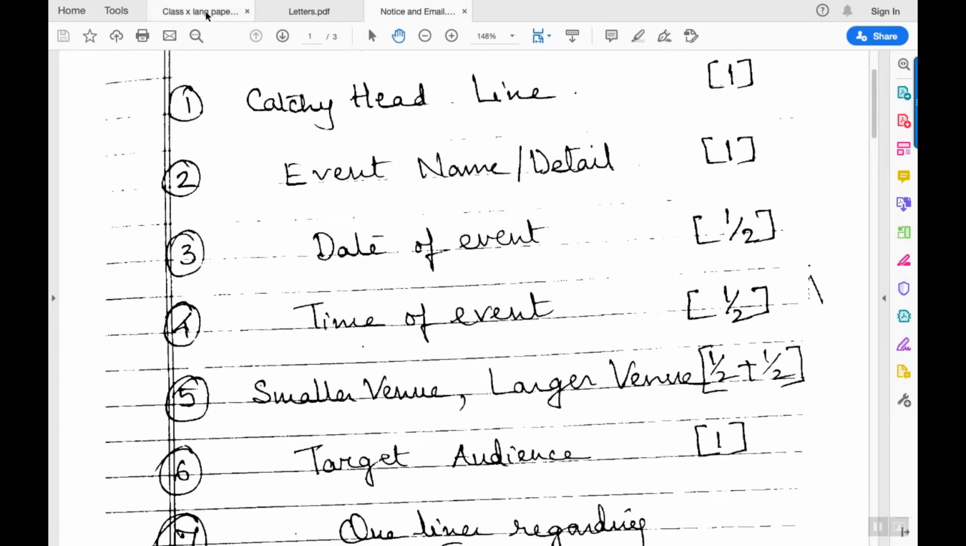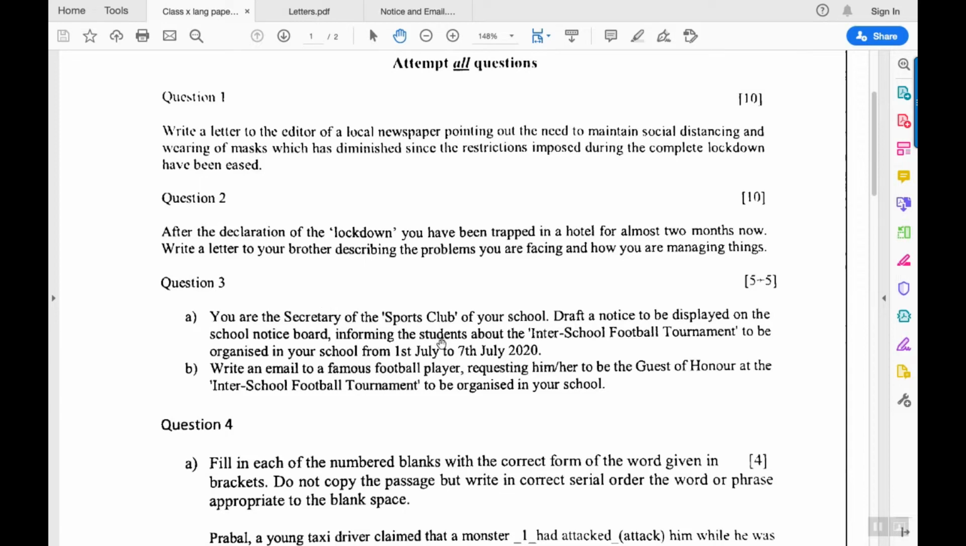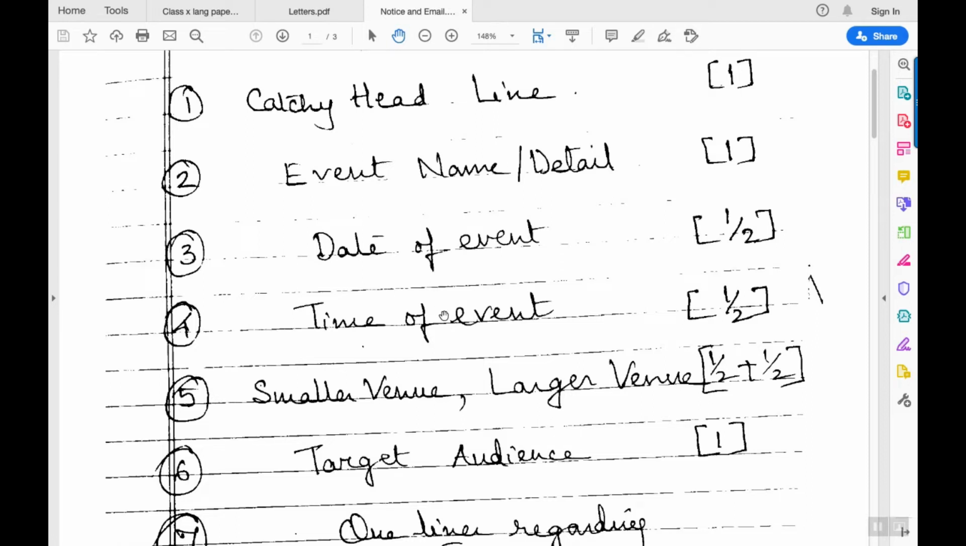Time of event. In the question, have they mentioned the time? No. So what you are going to do, you can create your own time. You can write from 7 a.m. till 12 noon. This will be the time. Remember, all these points carry marks. Now, some of you have lost marks in the catchy headline. Either you have not written the catchy headline or you have written something which is irrelevant. Here, most of you got it correct.